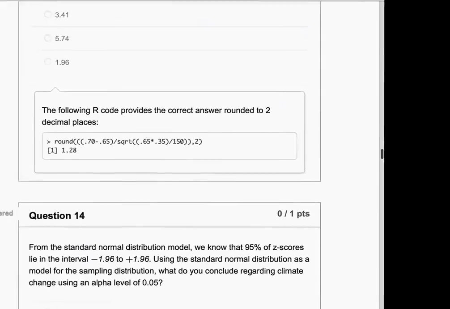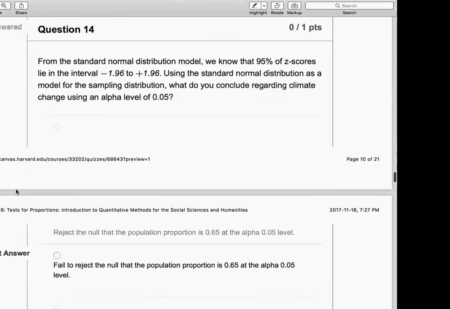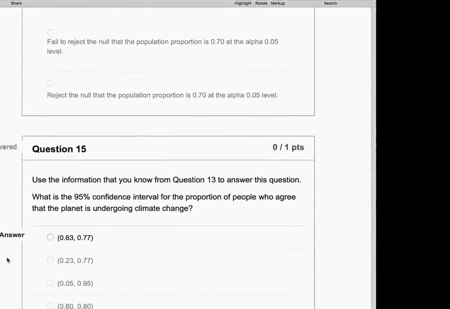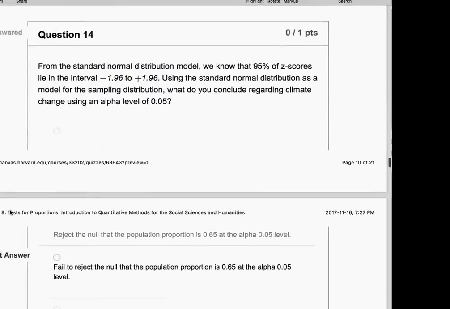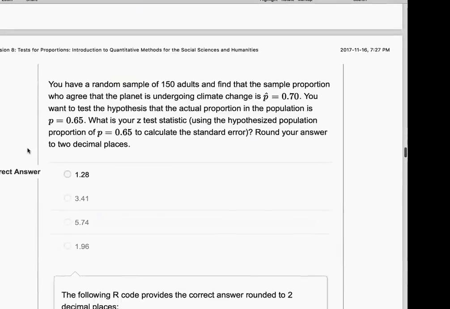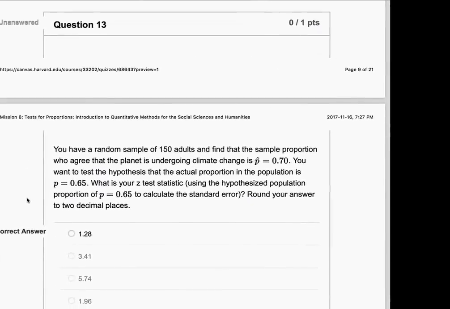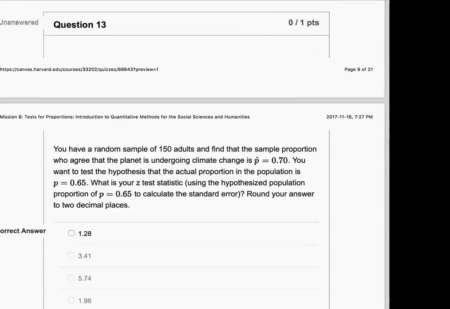Let's look at question 13, actually. So question 13, we ask, you have a random sample of 150 adults, and you find that the sample proportion who agree that the planet is undergoing climate change, p hat, is equal to 0.70. You want to test the hypothesis that the actual proportion of the population is p equals 0.65. What is your test statistic using the hypothesized population proportion of 0.65?